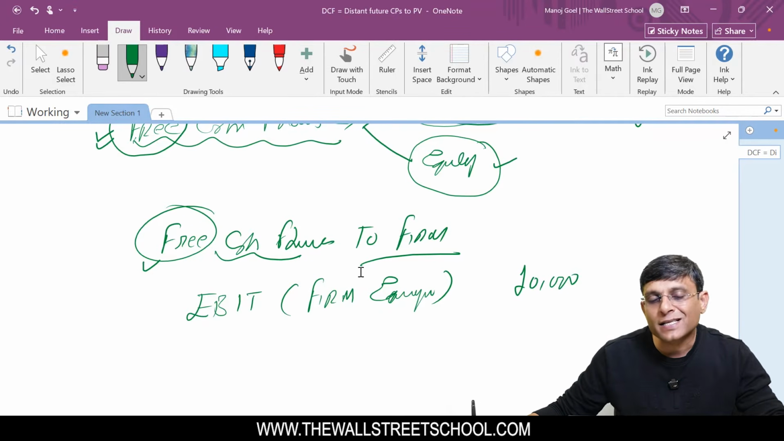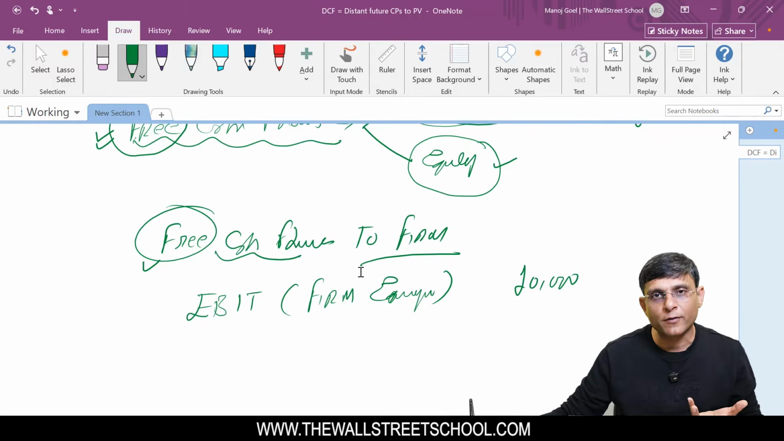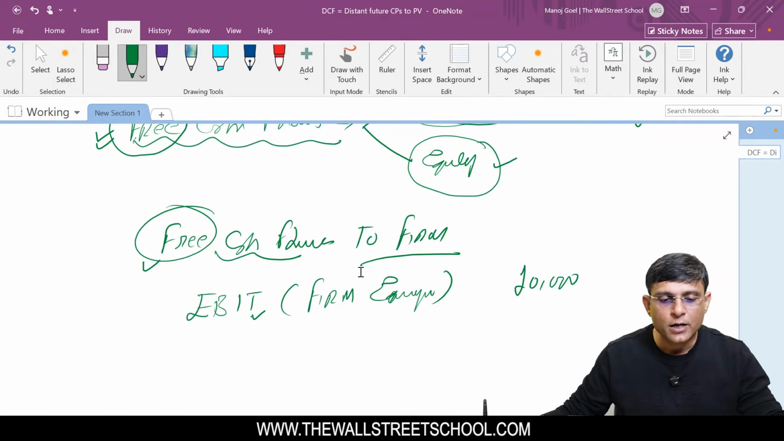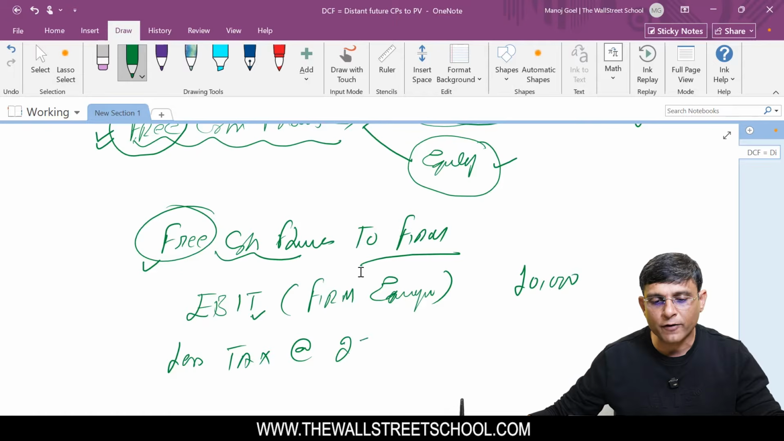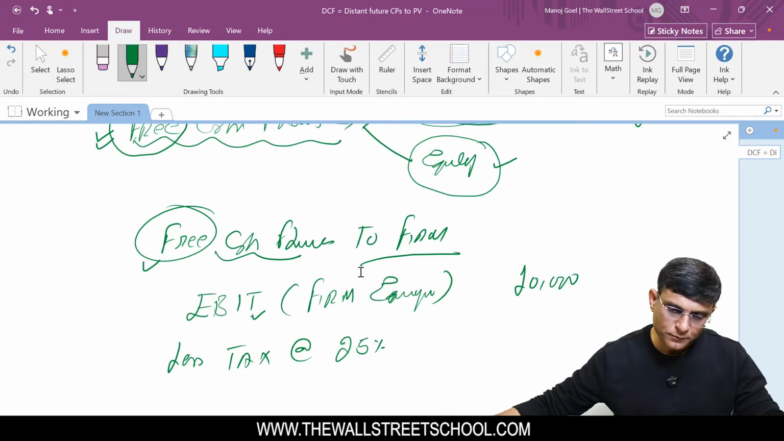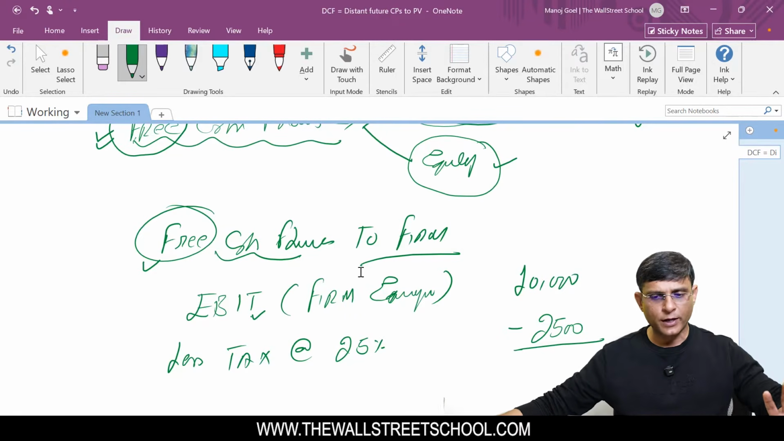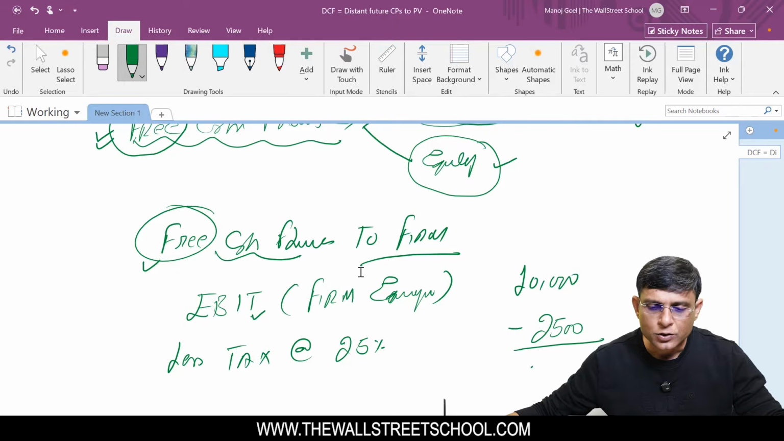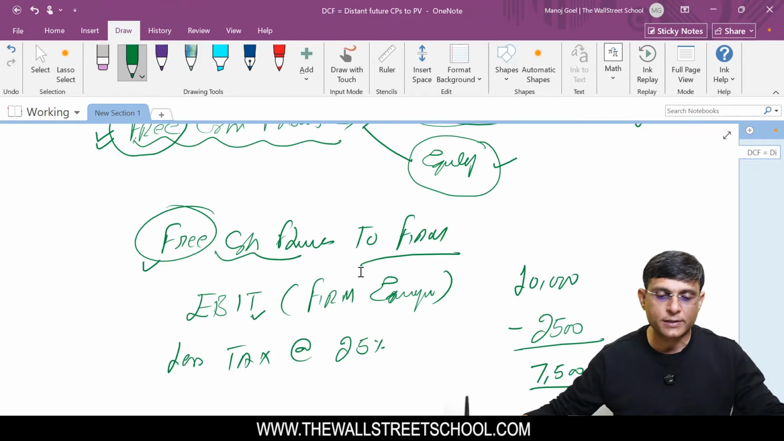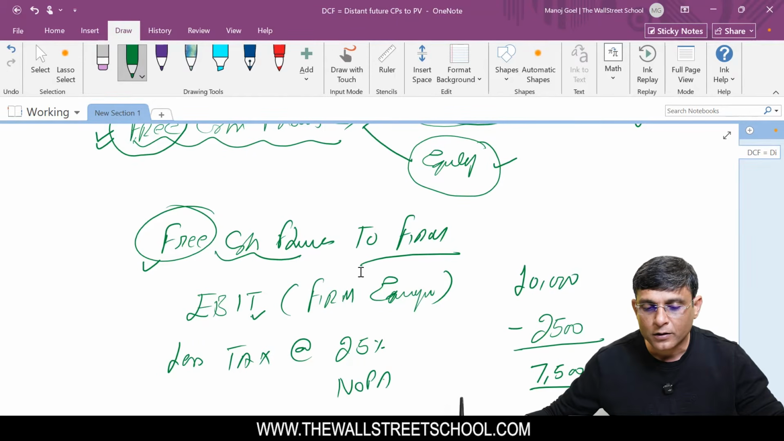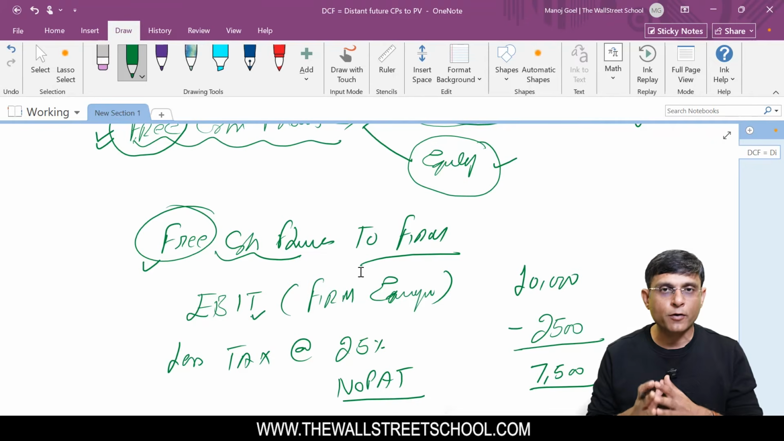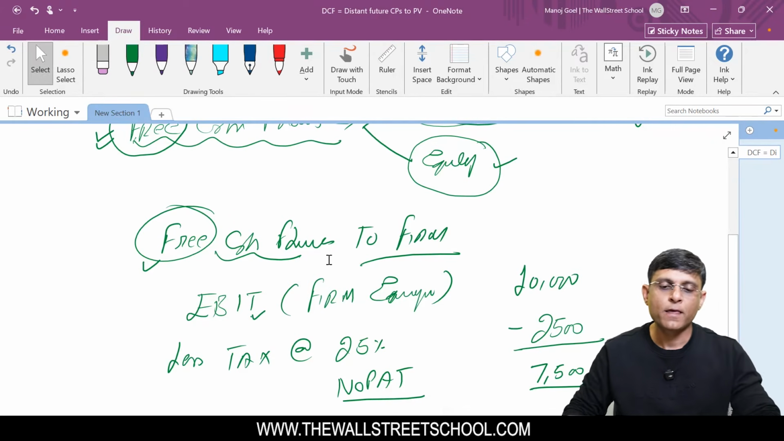Now guys, this is earning before interest, that's fine because we need firm-level earnings, but at the same time it is before tax also. But you are supposed to pay tax to the government. So we'll first pay tax on this earning, and let's say the tax rate is 25%. If I pay tax on this earning, it will be almost 2,500 crores of tax on 10,000 crores of earnings. So I am left with 7,500 crores of earnings to the firm after tax. This earning is called NOPAT, net operating profit of the business after taxes.